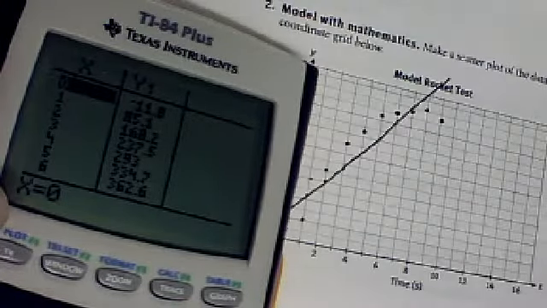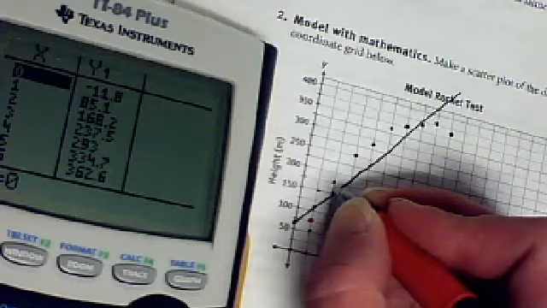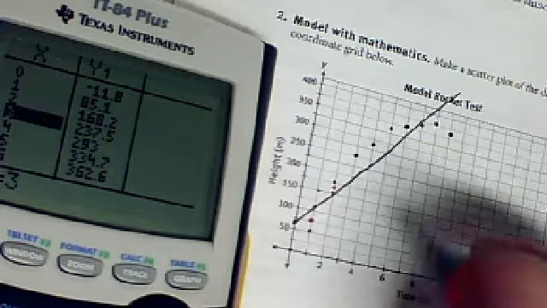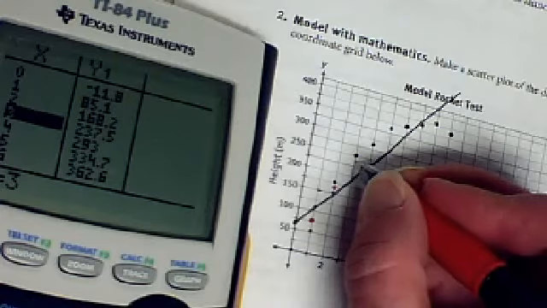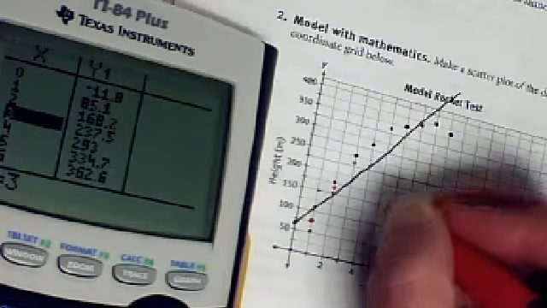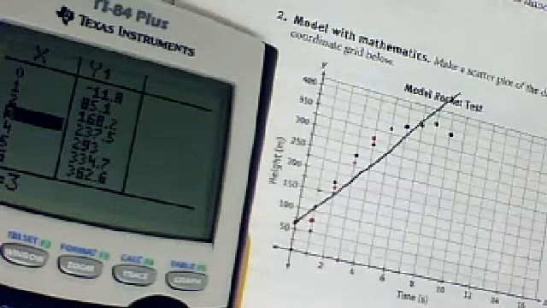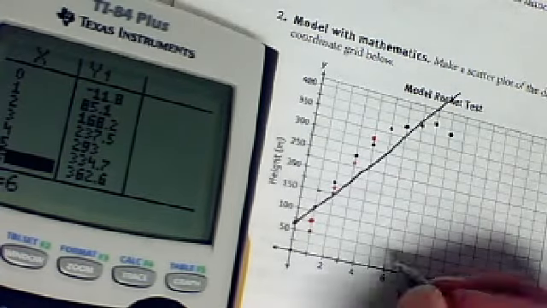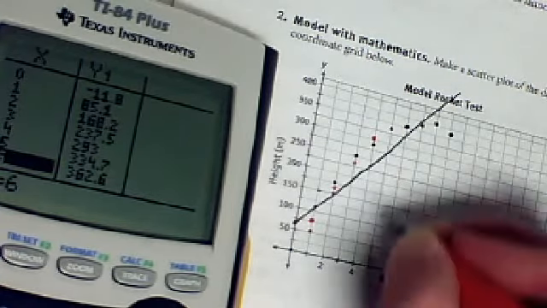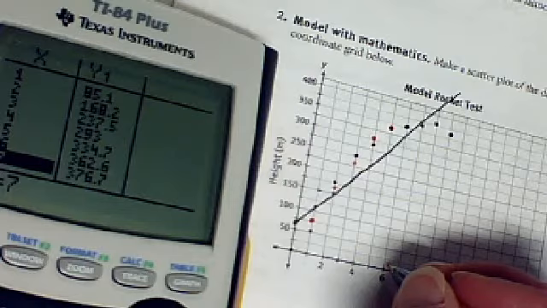1 is going to 85. 2 is going to 168. 3 is going to 237. Here's 225, so 237 would be about here. 4 is approximately 300. Notice that it's not actually hitting on the exact points. As I said, it's not as accurate as if we had done the systems of equations. It gives us more of an approximate.